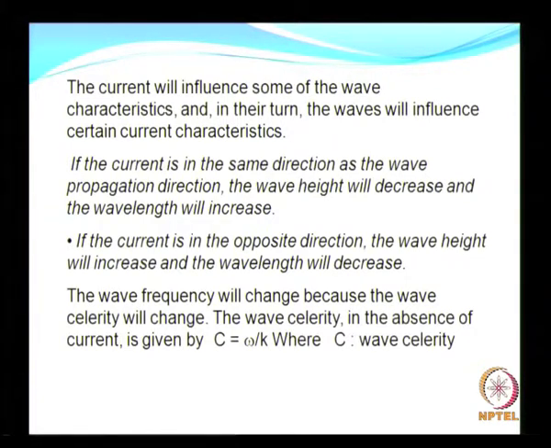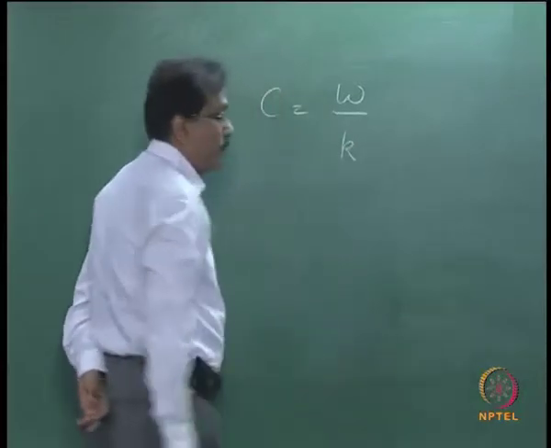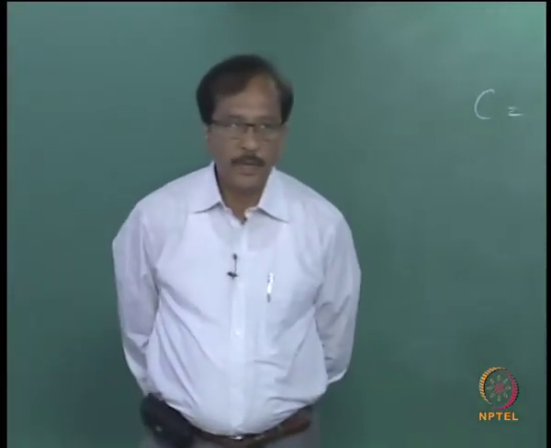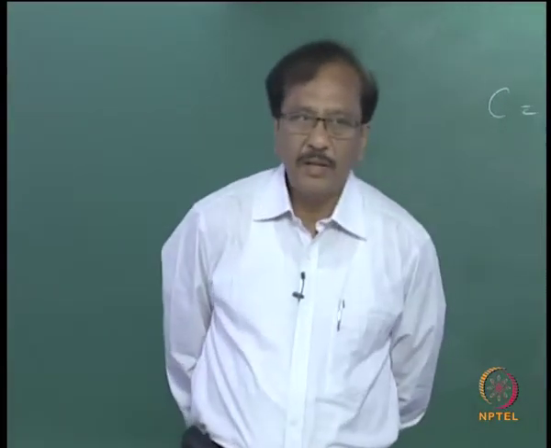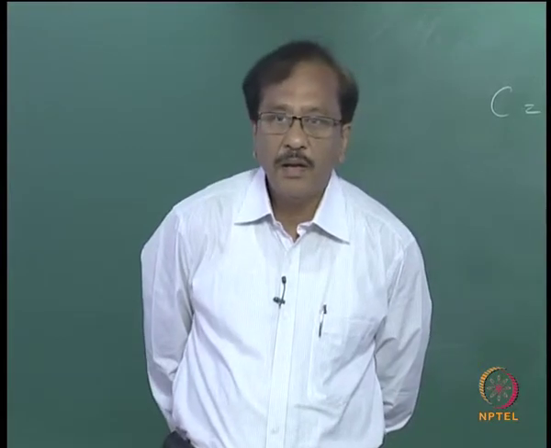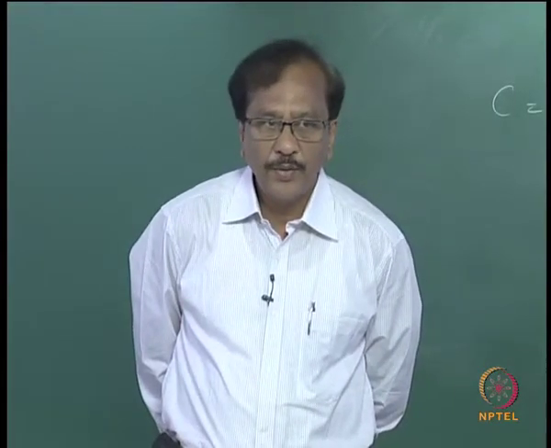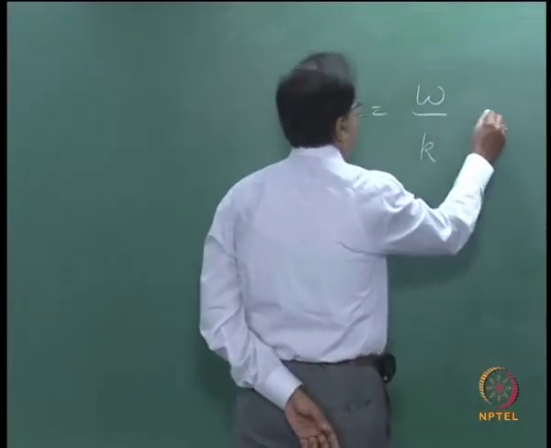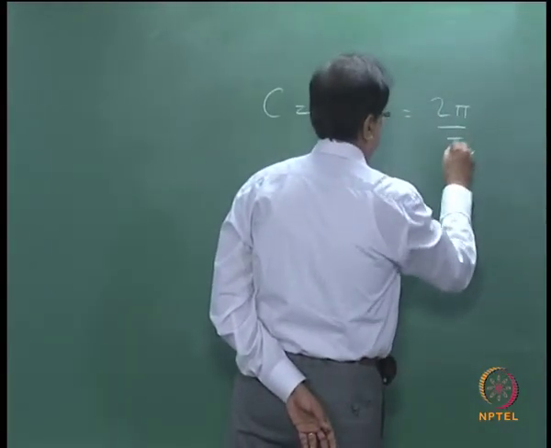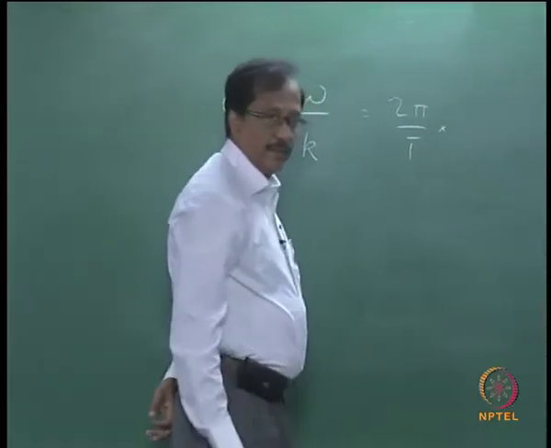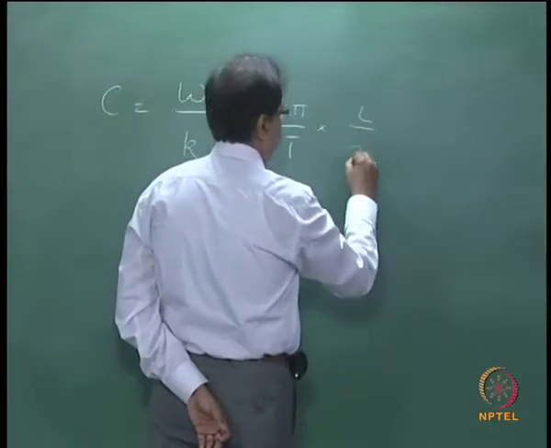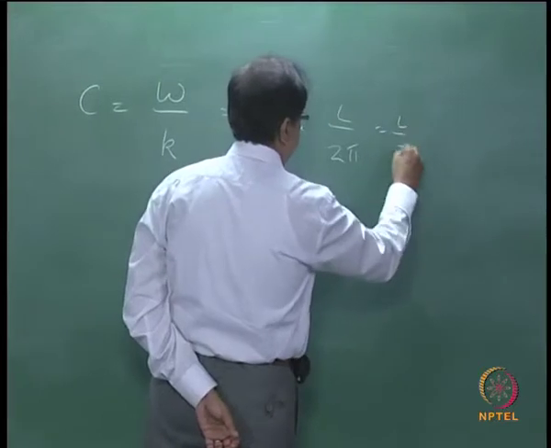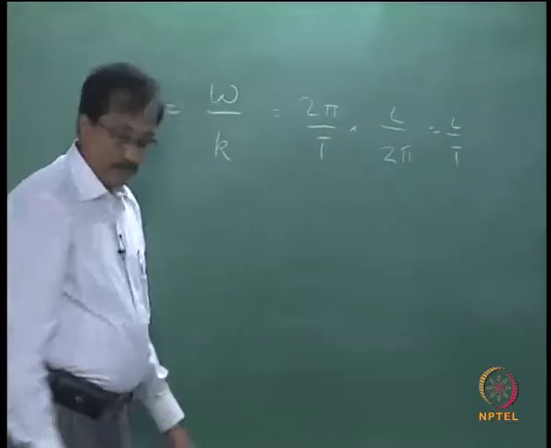The wave celerity in the absence of current is C equal to W by K. What is W? Wave frequency. 2 pi by T, that is wave angular frequency, and K is 2 pi by L, so you have L by T. Okay.